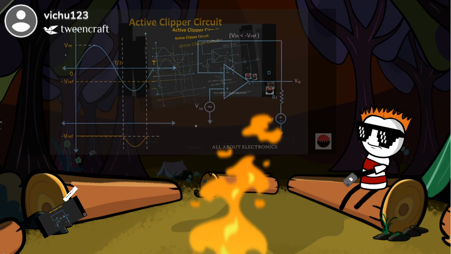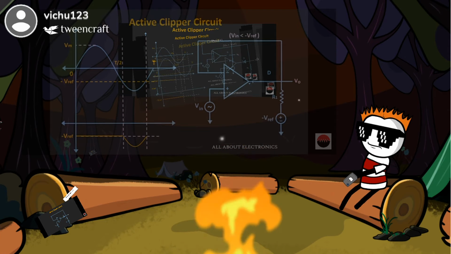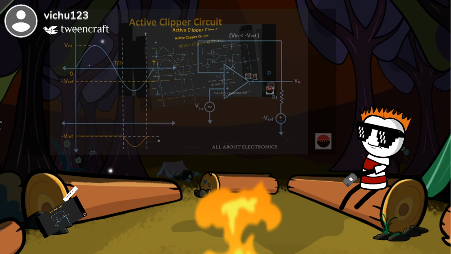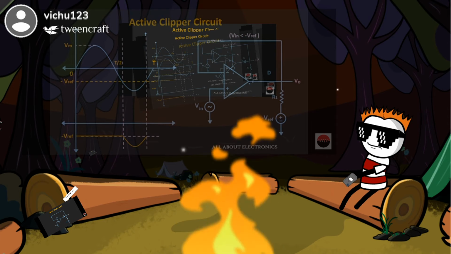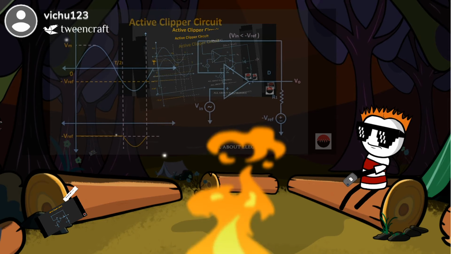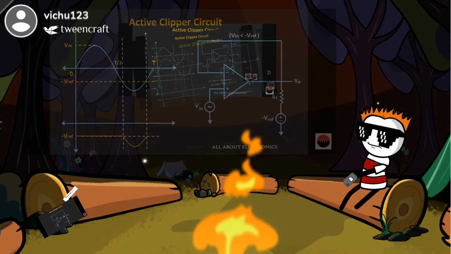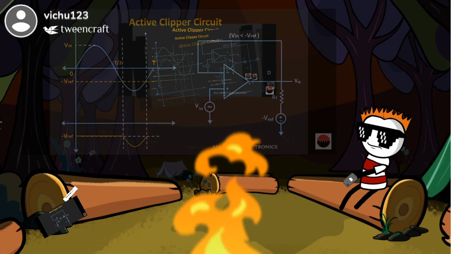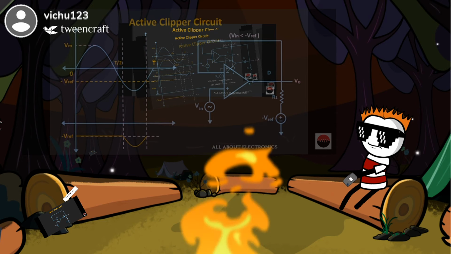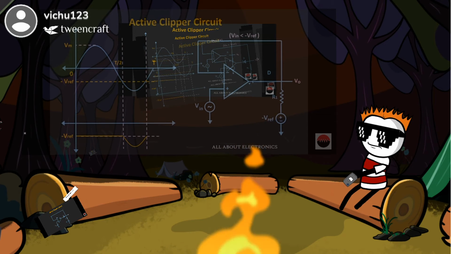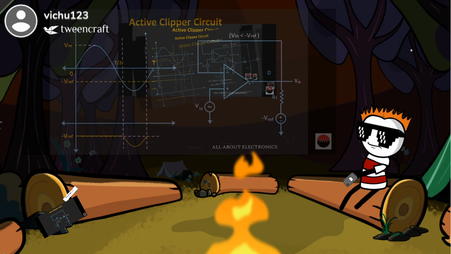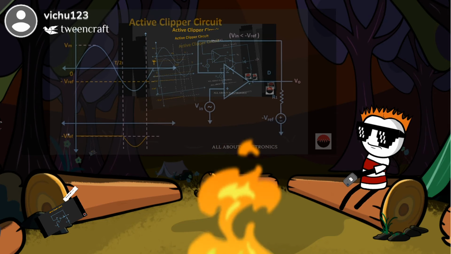Without bringing up the slide, I'll show you what happens in the next step. The input voltage will be greater than the reference voltage. As I said before, the output of the op-amp is plus Vsat. So the diode acts as an open circuit, and the loop is open. So the output voltage is equal to the V reference. So that's it for the negative clipper circuit.